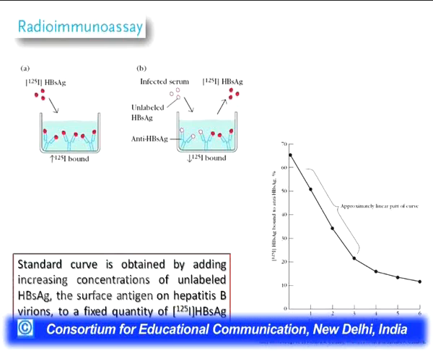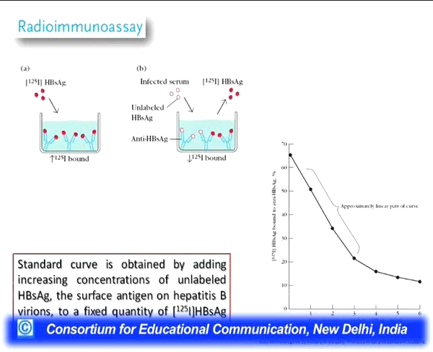Subsequently the test samples are loaded into these wells. As these test samples are unlabeled, they competitively bind to these antibodies or antigen binding sites, replacing the radioactively labeled hepatitis B antigen. So we can see that the radioactively labeled hepatitis B antigens are replaced from here, and there is a decrease of radioactivity over here.